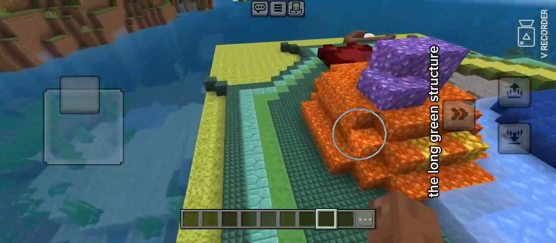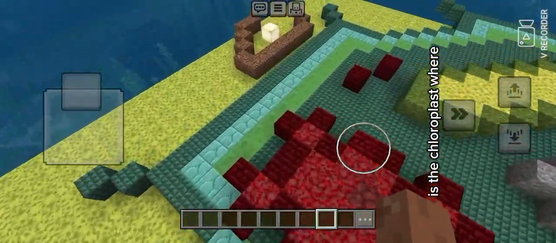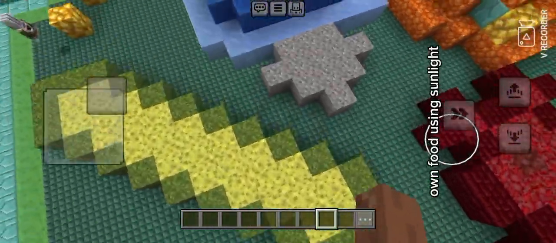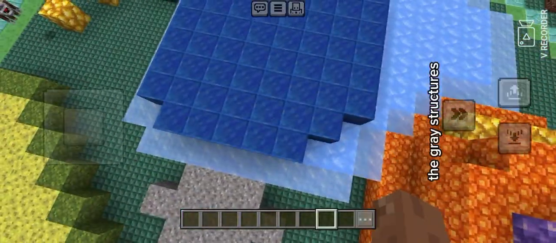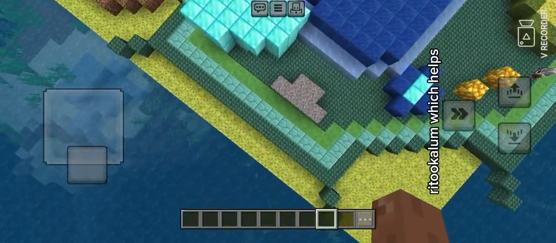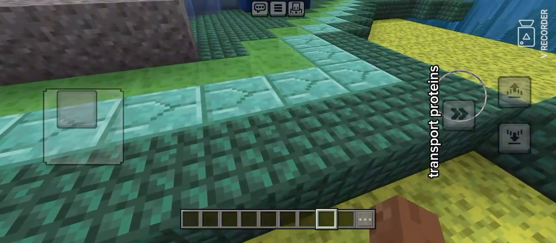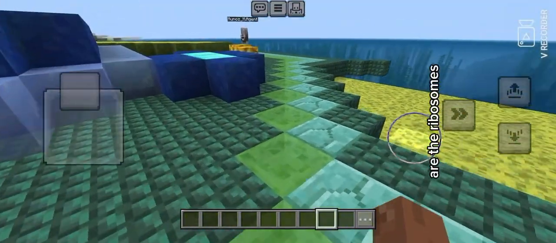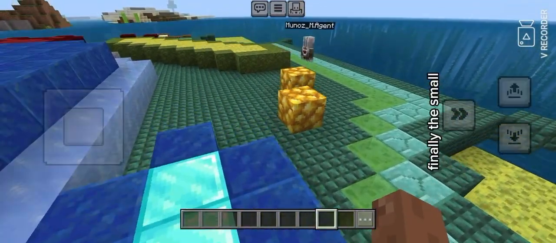The long green structure is the chloroplast, where photosynthesis happens. This is how plants make their own food using sunlight. The gray structures represent the endoplasmic reticulum, which helps transport proteins and other materials. The small yellow dots are the ribosomes, which make proteins.